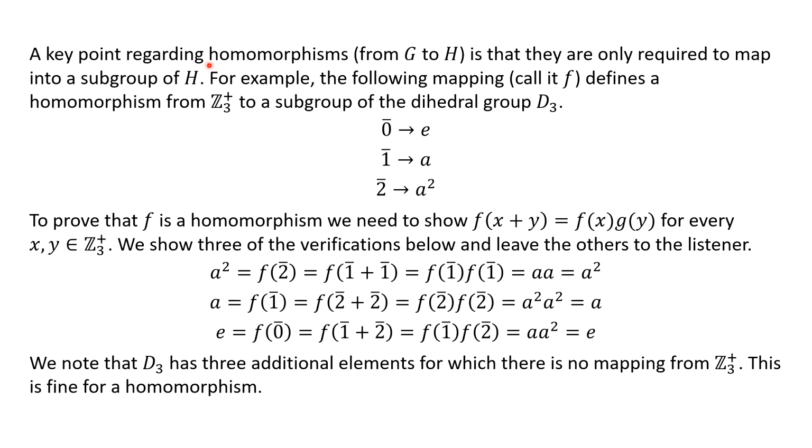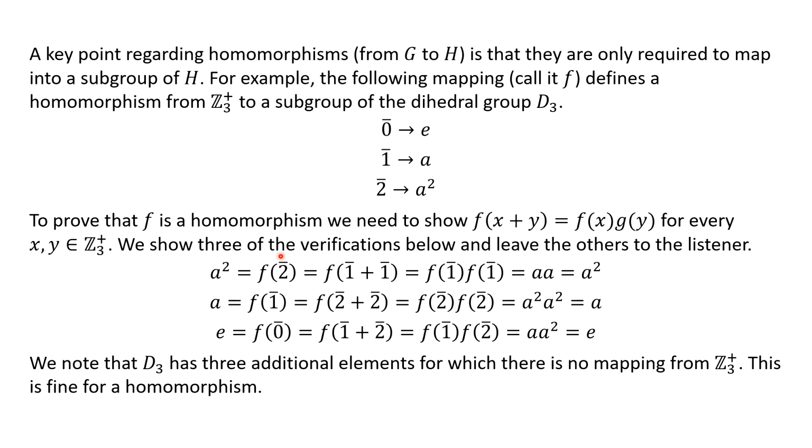A key point regarding homomorphisms, for example from group G to H, is that they are only required to map into a subgroup of H. For example, the following mapping, we'll call it f, defines a homomorphism from the integers mod 3, in other words 0, 1, and 2, to a subgroup of the dihedral group D3. Here's our mapping f. So we have 0, 1, and 2, and it gets mapped to the identity, a, and a squared.